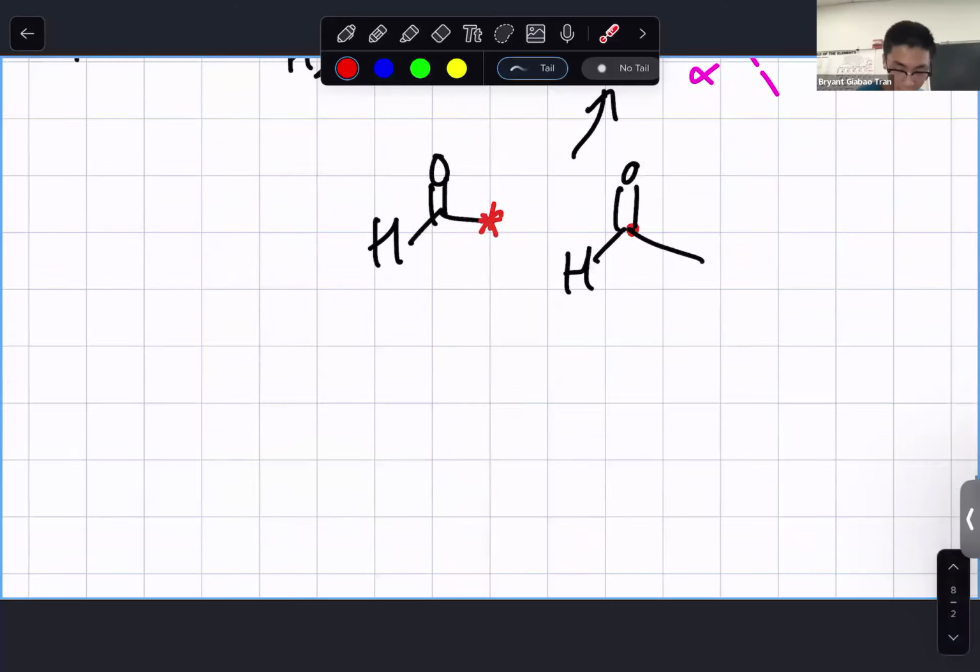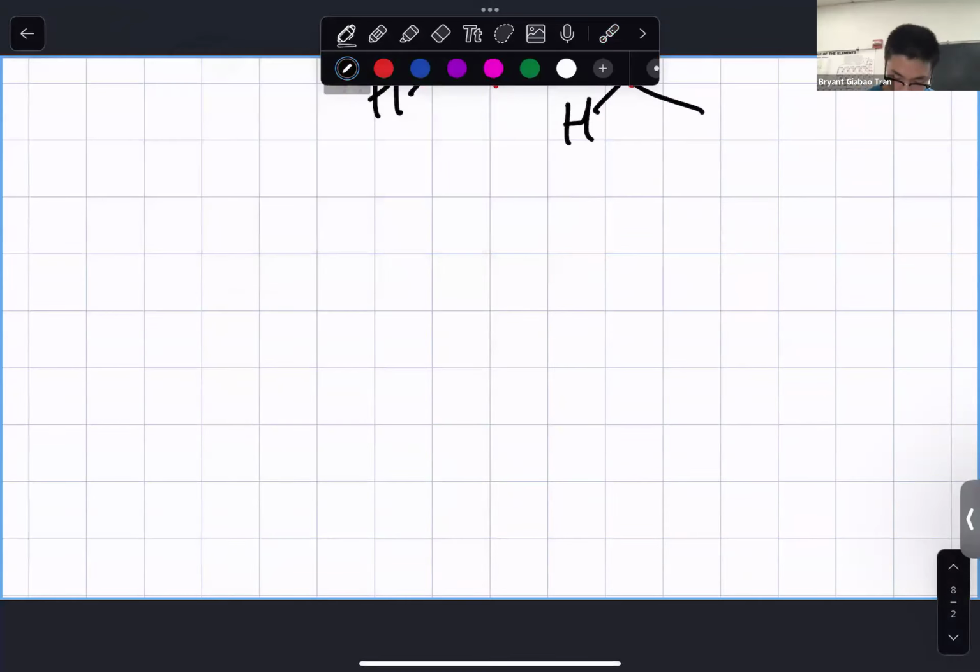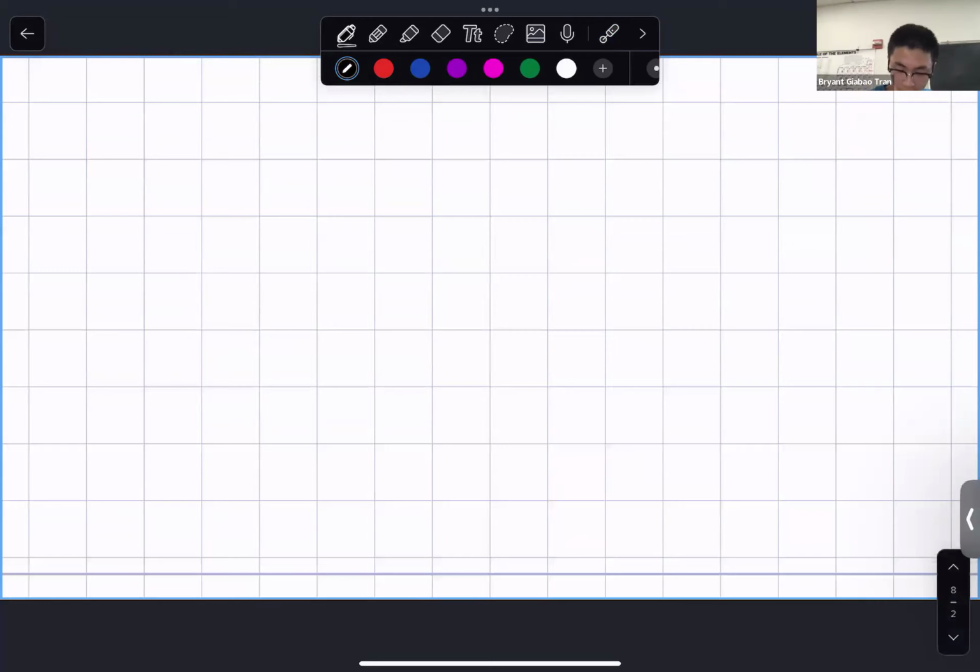So let's look at one more example here. Let's say I give you an alpha beta unsaturated carbonyl, and you predict what's the nucleophile and what's the electrophile.